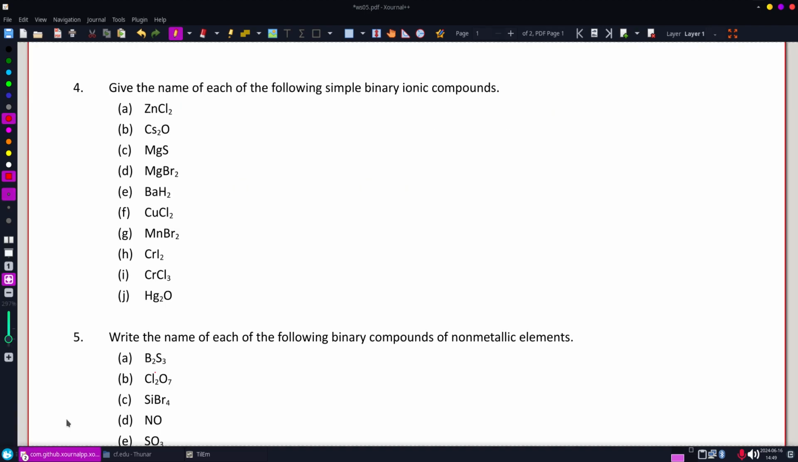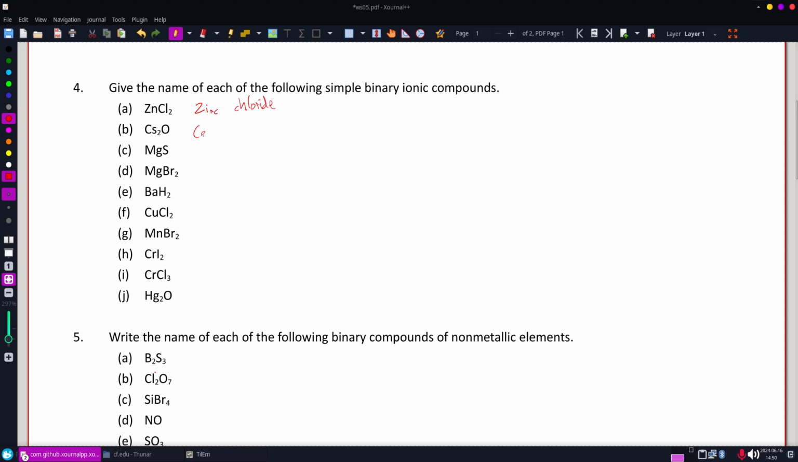Alright, so when I'm naming an ionic compound, I have to tell the charge if it's one of those variable charges, and I have to do that in the name. The first one, being that zinc is a fixed charge, we can just name that as zinc chloride.